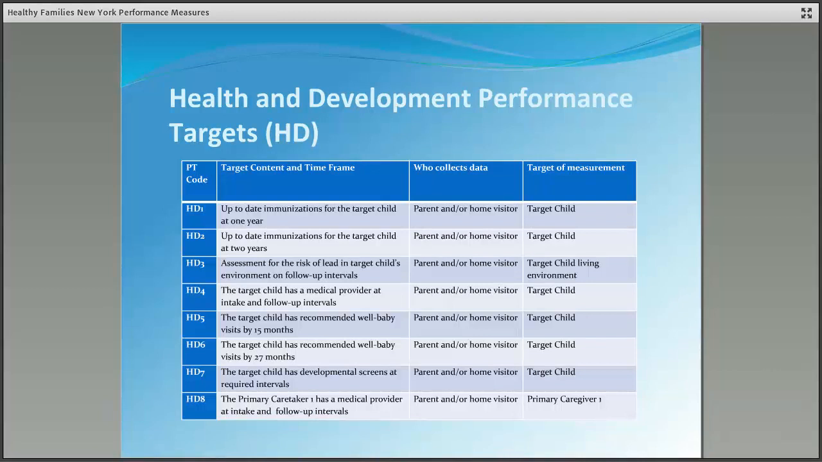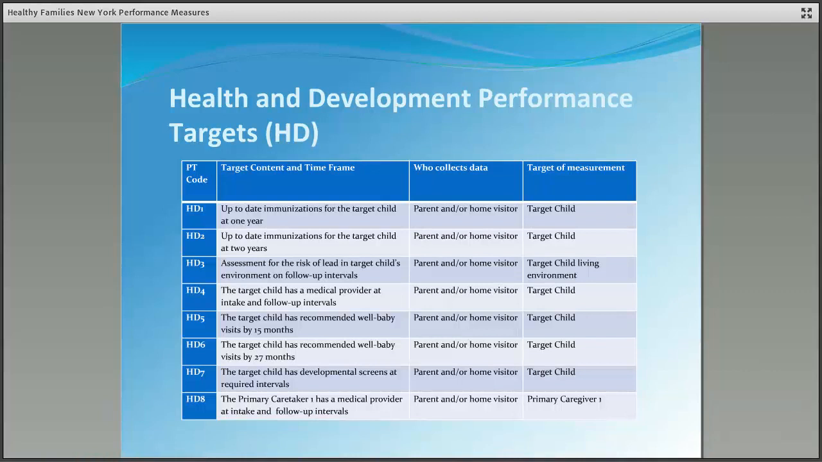So let's begin. The first two PTs have to do with the target child being up to date on immunizations. The first being at 1 year and the second at 2 years. As you can see, you and the parent will work together to collect this information, and obviously we are measuring the TC's immunization status. So those are the first two, HD1 and HD2.